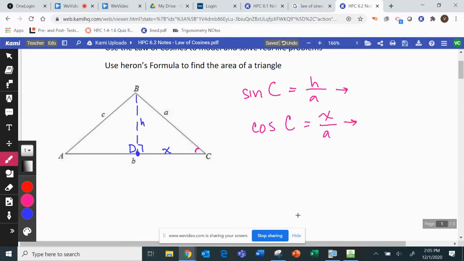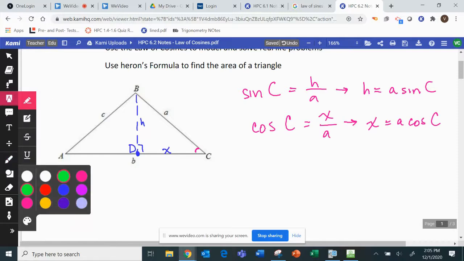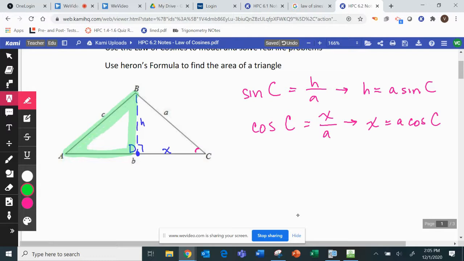Now I can rearrange these so that I have h equals a sine C and x equals a cosine C. So it's kind of the same thing that we did with law of sines as well. The right triangle we were just doing stuff with is the pink one.